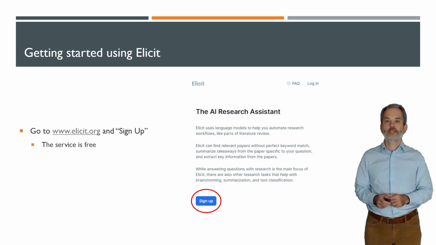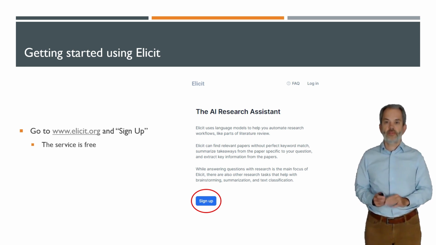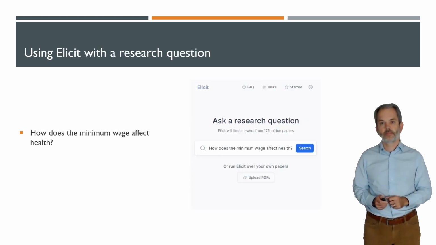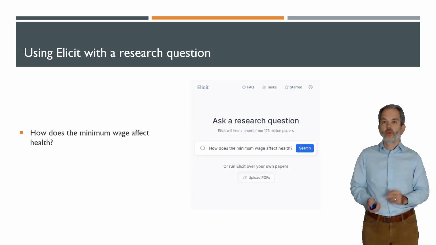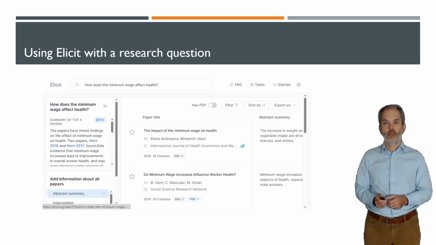I also want to discuss a second approach to conducting a literature review, which relies on an AI research assistant called Elicit. I encourage you to sign up for this free service, and you can always delete your account after the class. In Elicit, we ask a research question, in this case, how does the minimum wage affect health? And Elicit will identify a set of papers in its database that are responsive to your question.